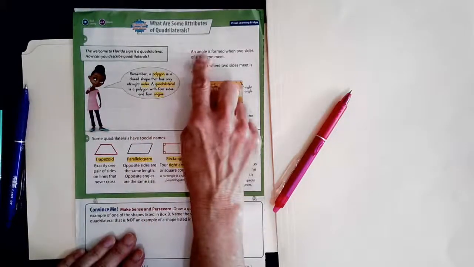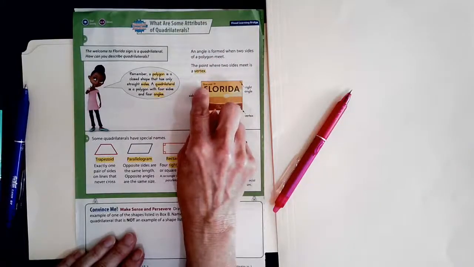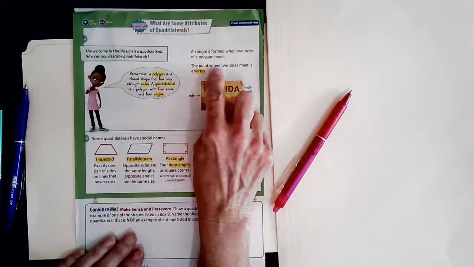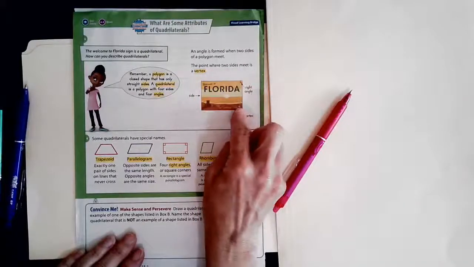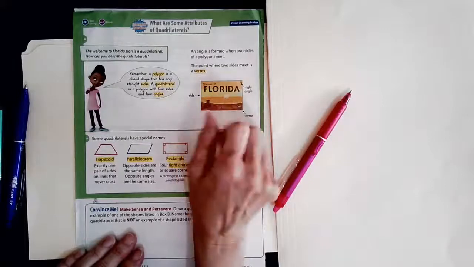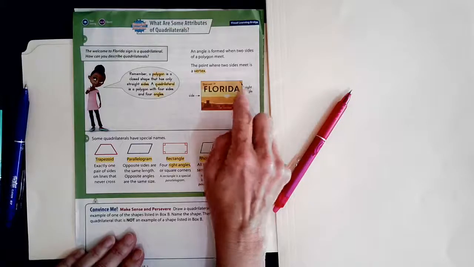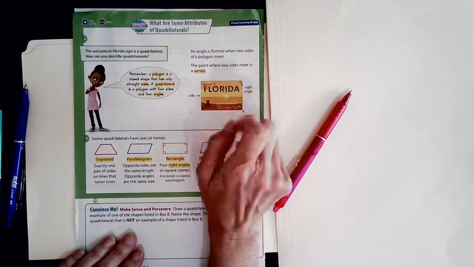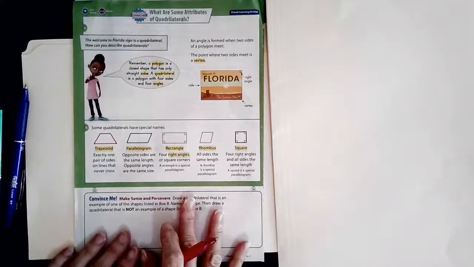So an angle is formed when 2 sides of a polygon meet. So we have an angle here, here, and here. That point where 2 sides meet is the vertex. Here is the vertex, vertex, vertex, vertex. We have sides, there's 4 of them. And right here, when we have the perfect square at the top, we see that that's a right angle. It's actually a 90-degree angle.